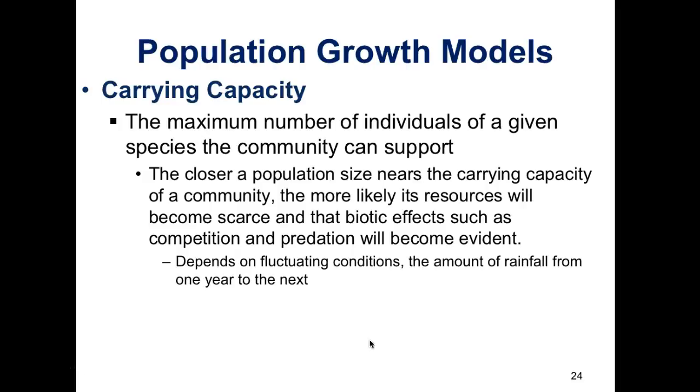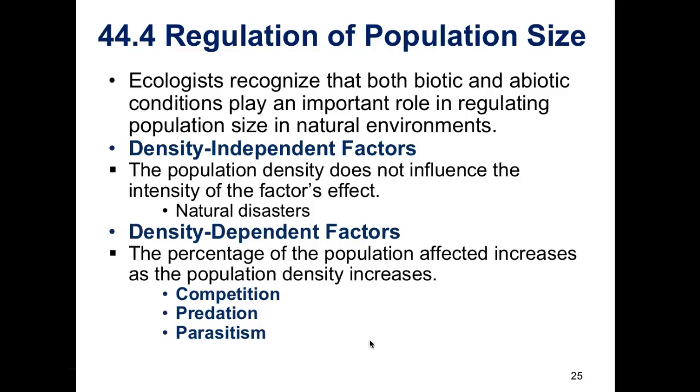But ultimately, populations do stabilize around this thing called the carrying capacity, which is the maximum number of individuals of a given species that the community can support. And we'll look at how that model with the carrying capacity would look. So regarding regulation of population size, ecologists recognize that both biotic and abiotic factors play an important role in regulating population size within natural environments. These two things would be called density-independent factors and density-dependent factors.